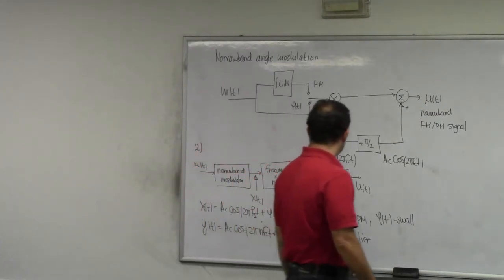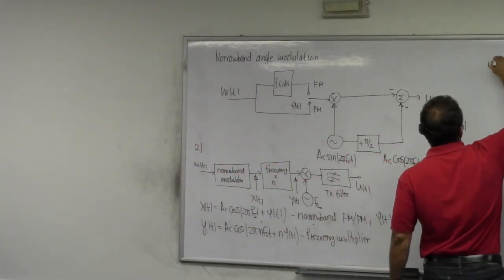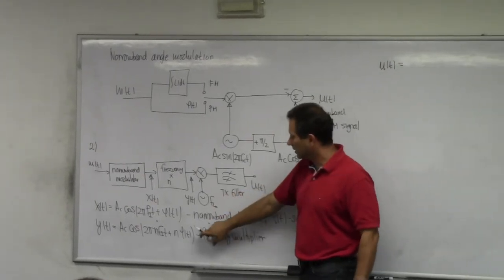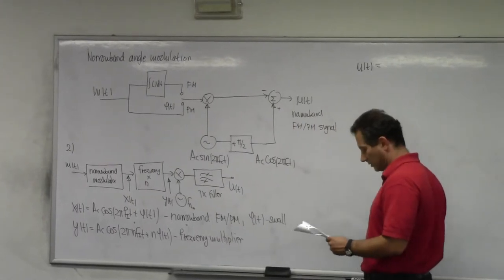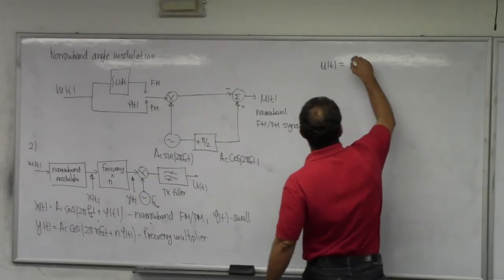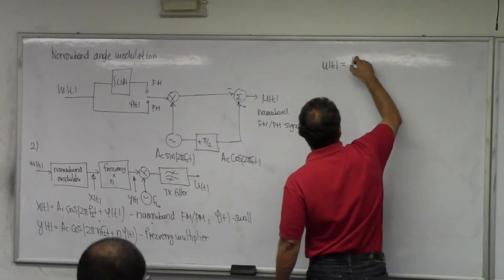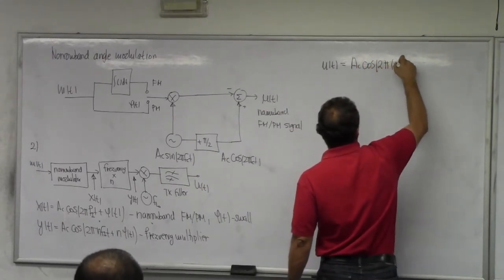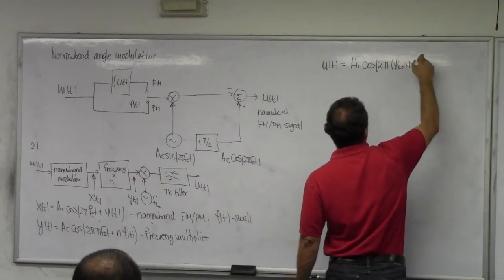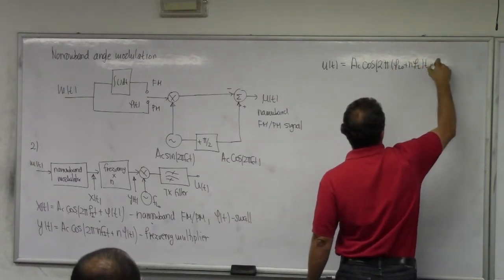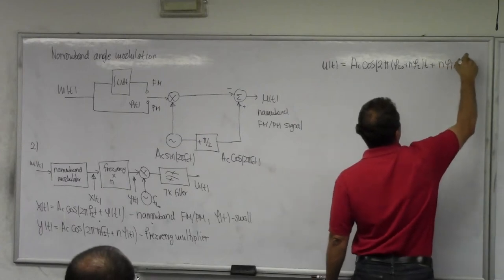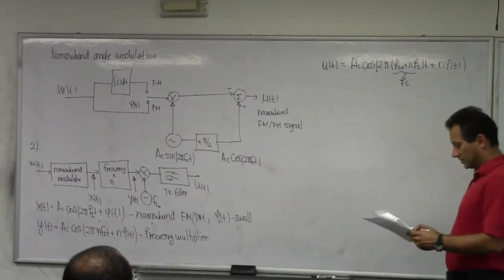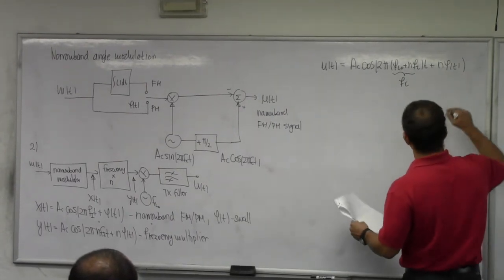And then this u of t is going to be the translated version, because this is nothing but moving this signal to the frequency of the transmission. So this u of t becomes Ac cosine 2 pi f local oscillator t plus n phi of t. This here now becomes your f c, your carrier frequency. So this is just a translation.